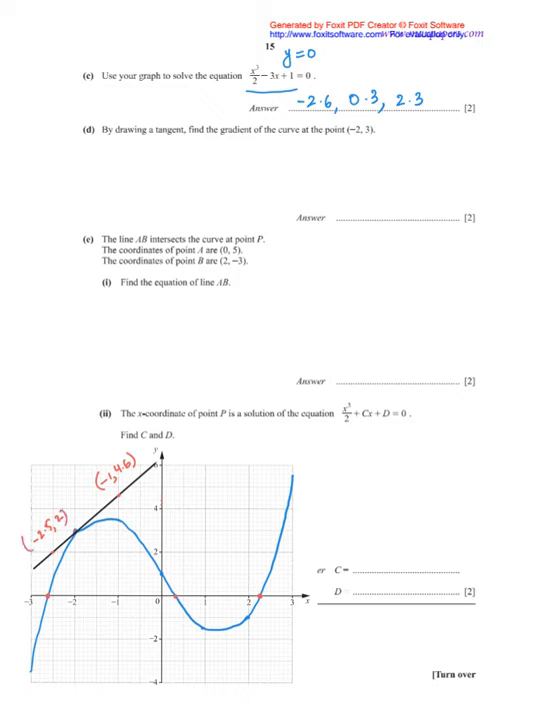Then I will apply the formula to find the gradient, which says y2 minus y1 over x2 minus x1. So y2 is 4.6 minus y1 which is 2, divided by minus 1 plus 2.5. So 4.6 minus 2 is 2.6, divided by 2.5 minus 1, that is 1.5. So 2.6 divided by 1.5 leads to 1.7.